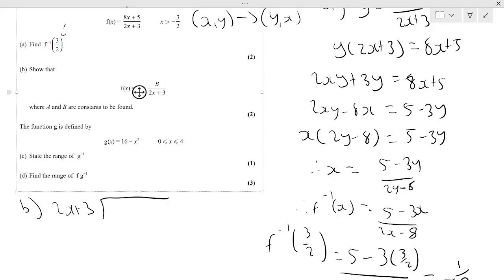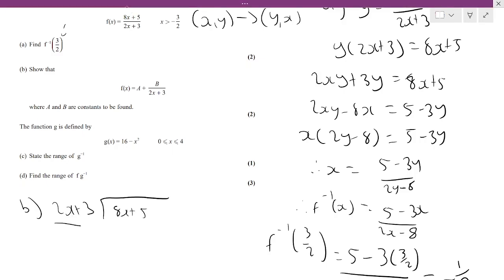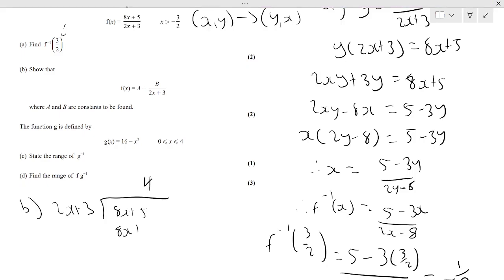But then if we carry out this long division, 2x plus 3 into 8x plus 5, then we need a number that times by 2x to get 8x, right? So considering the highest power of x first, they need to match. So that would be 4, right? And then 4 times 2x is 8x, and 4 times 3 is 12. And then we have to subtract from each other. So 8x minus 8x is 0, and then 5 minus 12 is minus 7.